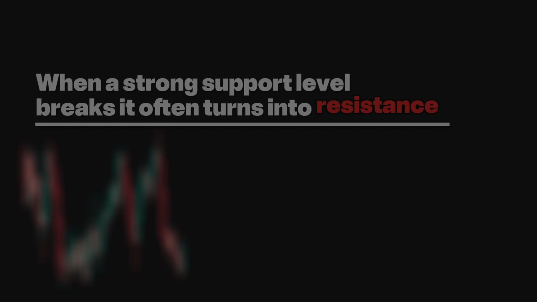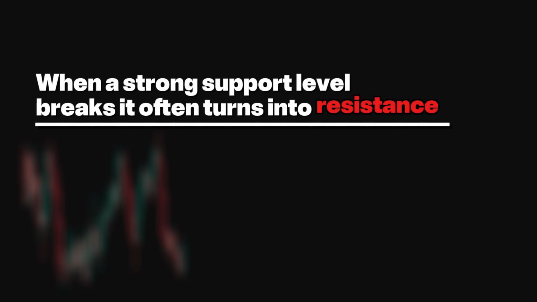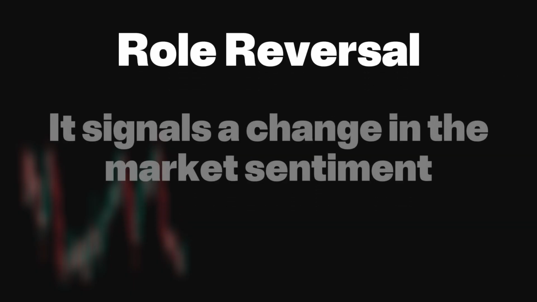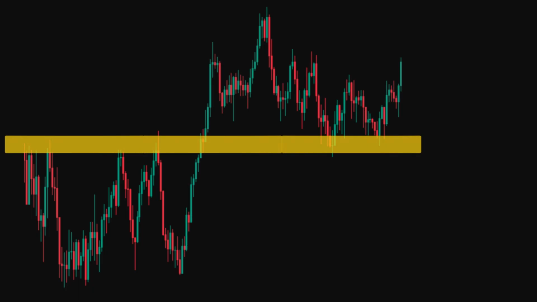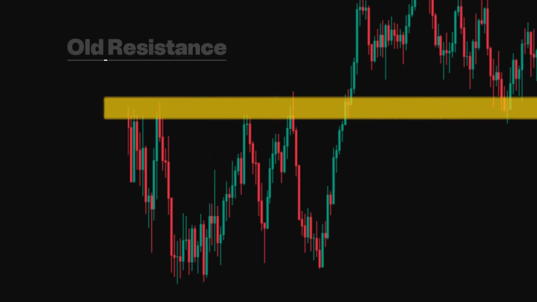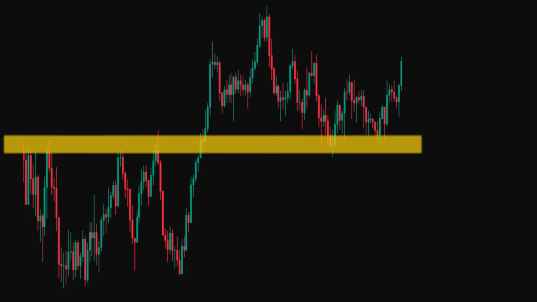Now, here's something very important most traders miss. When a strong resistance level finally breaks, it often turns into support. And when a strong support breaks, it often turns into resistance. This is called role reversal, and it signals a change in market sentiment. For example, price may get rejected several times at resistance, but once it finally breaks through, price often comes back to test that same level. If buyers defend it, the old resistance is now new support. These retests are some of the cleanest and safest trade opportunities because the market is clearly showing its direction.